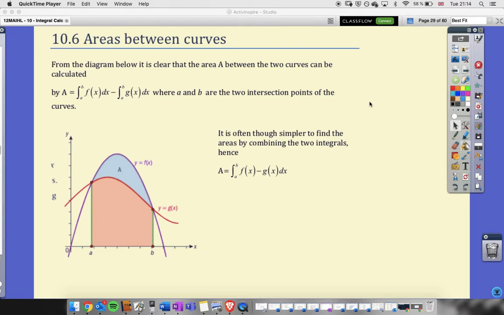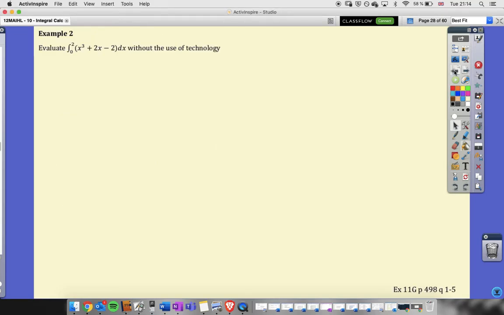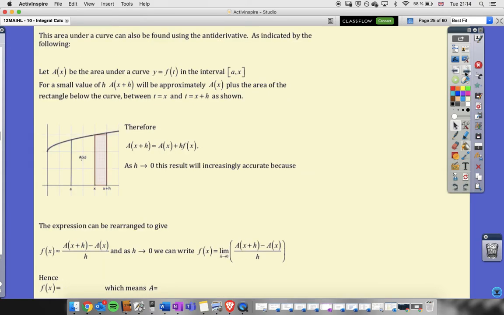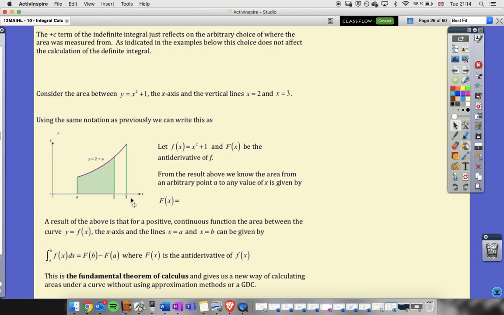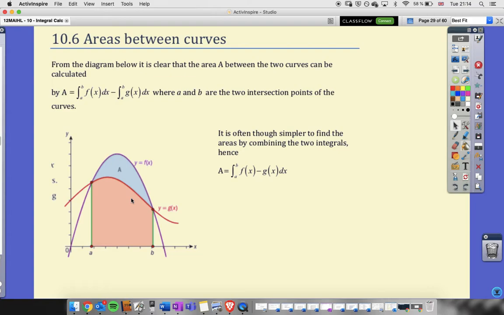Hi grade 12s, you're going to be looking at a couple of ideas in this class, the first of which is finding the area between curves. So last lesson we were looking at the area underneath the curve, between the curve and the x-axis. Today we're going to be looking at the area between the curves.